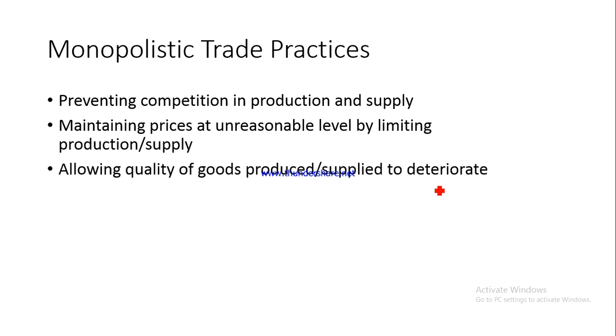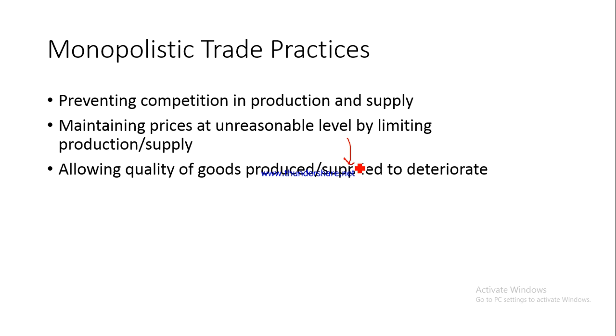Again, allowing quality of goods produced or supplied to deteriorate. Now, can you guess what could have been the reason behind this? To allow quality of goods to deteriorate, to let them rot, to let them get damaged. Why would a company first produce a particular item and then let it deteriorate in quality? Let it get damaged? The reason is that, again, the same objective which they were trying to achieve here, they are also trying to achieve here. If some of the products are damaged, what will happen? There will be a scarcity of the products in the market, and naturally the company will be able to charge much higher prices for its products from the consumers.